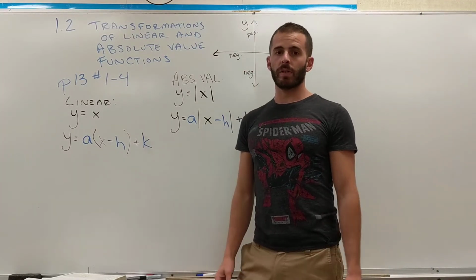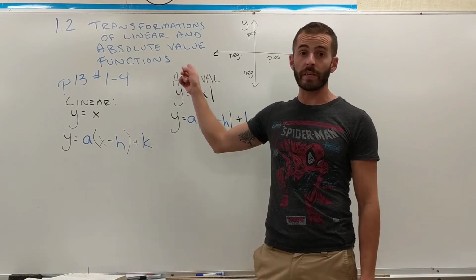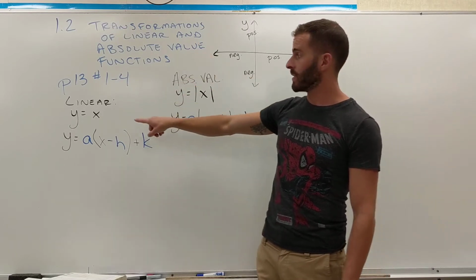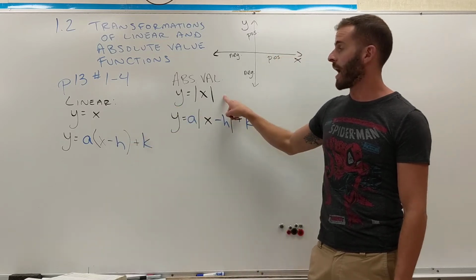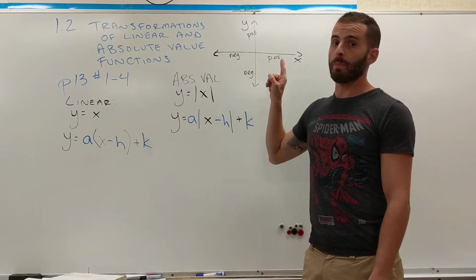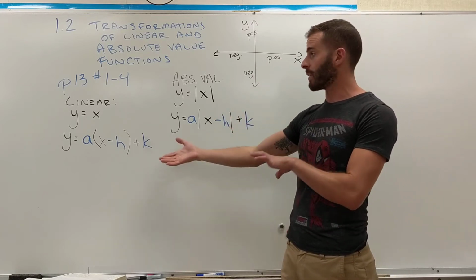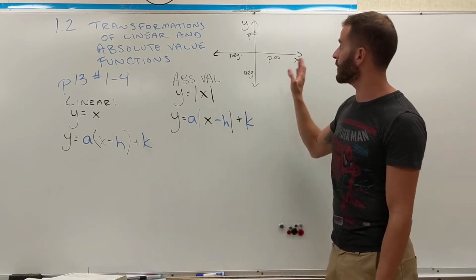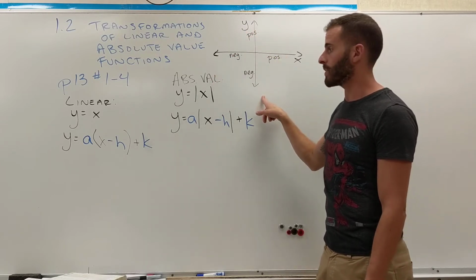Alright class, today we're going to do section 1.2, which involves transformations of linear and absolute value functions. Just as a reminder, the basic parent function of a linear function is y equals x, and an absolute value function is y equals the absolute value of x. But for this section, you really need to think like an artist. We are talking about algebraic functions, but we're thinking about them visually. So you need to remember where your positive and negative x's are, where your positive and negative y's are.